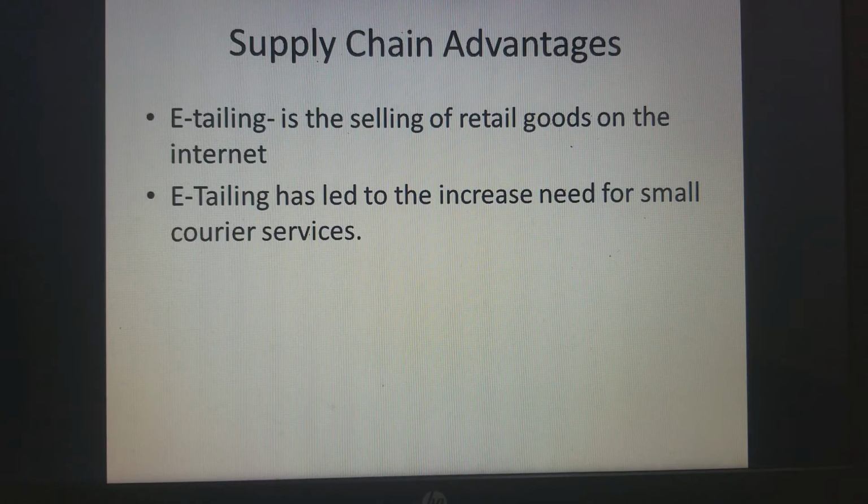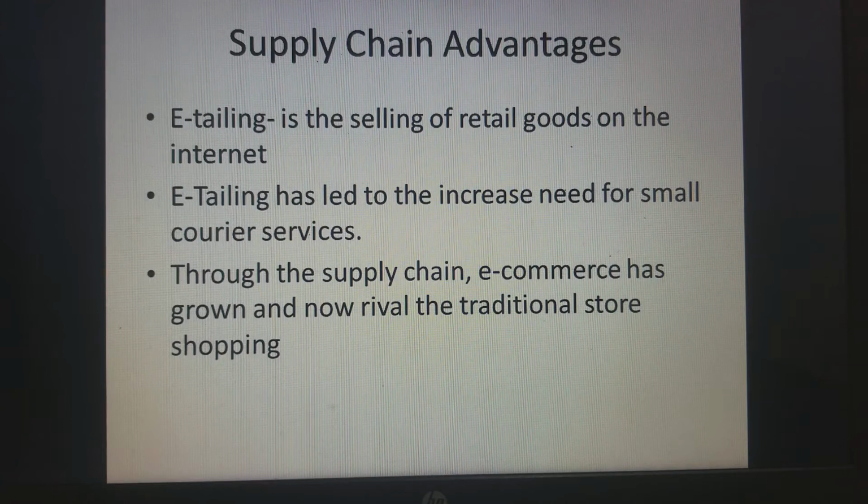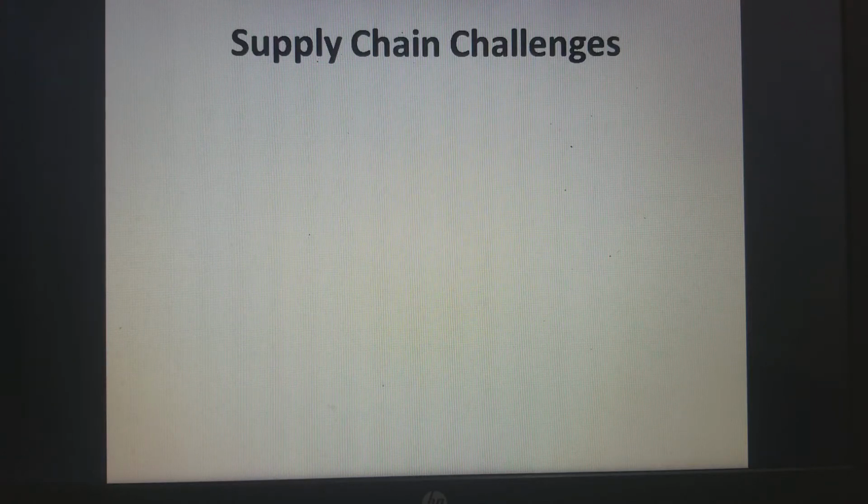We have what is called e-tailing. Now, e-tailing is selling of retail goods on the internet, right? So e-tailing has led to the increased need for small courier services, as I've spoken about. Through the supply chain, e-commerce is also another important means of doing business electronically. Yes, so we're saying through the supply chain, e-commerce has grown and now rivals traditional sources of shipping.